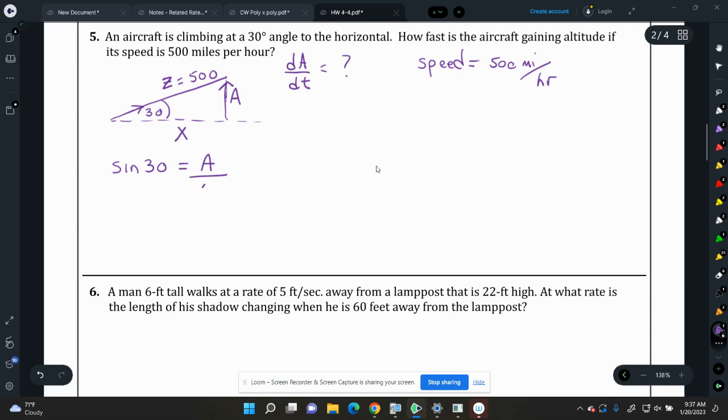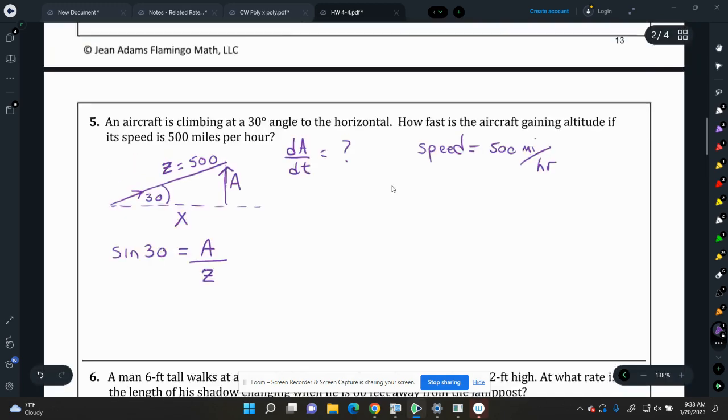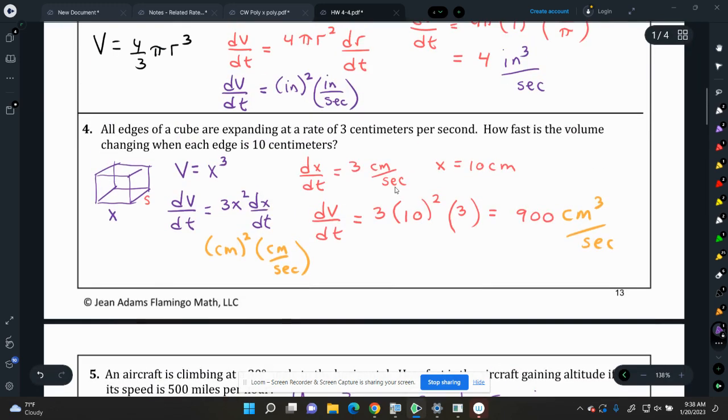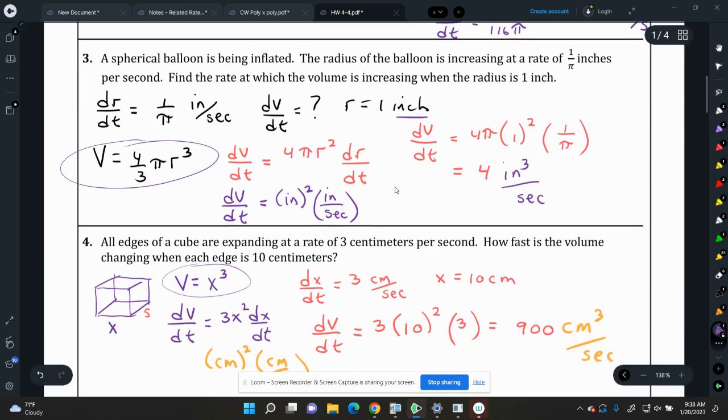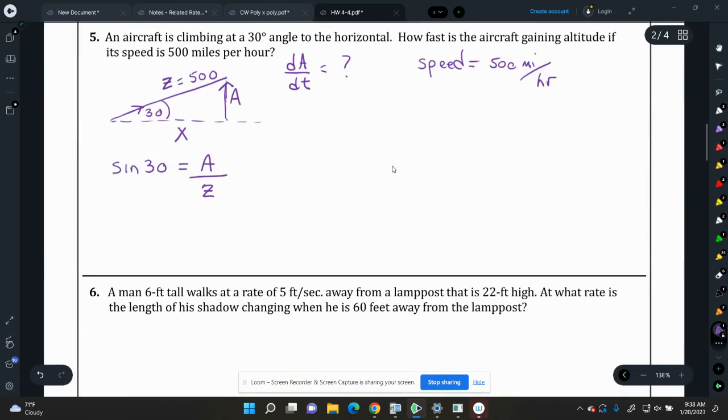But then how do derivatives come into play? I'm going to leave this as A over Z for now. This is where we have to be a little bit careful. We don't want to substitute the values in early. Like if you look up here, we didn't substitute the values in here. We substituted after we did our derivative. So we have to be careful that we don't substitute the values in too early. So I'm going to rewrite this as Z sine 30 equals A, because dA dt is what I'm trying to find. Everybody good with that?